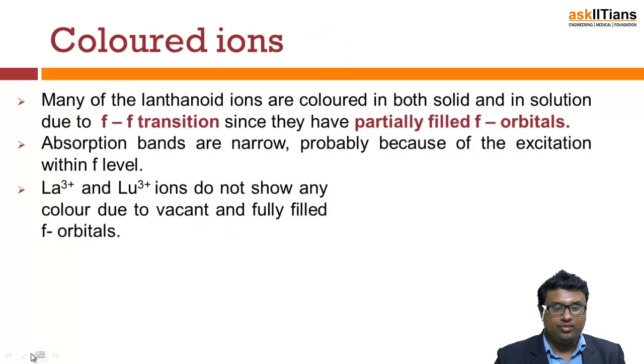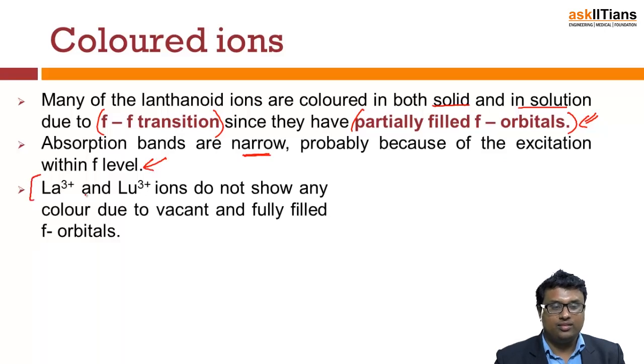Colored ions. Now this is another beauty of your f-block elements. F-block elements can form colored ions. So we know why transition elements form colored ions, right? Because of d-block transition, or d orbital excitation. Similarly, the same thing happens in f-block elements, or f orbital transition. So many of the lanthanide ions are colored both in solid and in solution. The reason is f-f transition, since they have partially filled f orbitals. The absorption bands are narrow, probably because of the excitation within the f level.